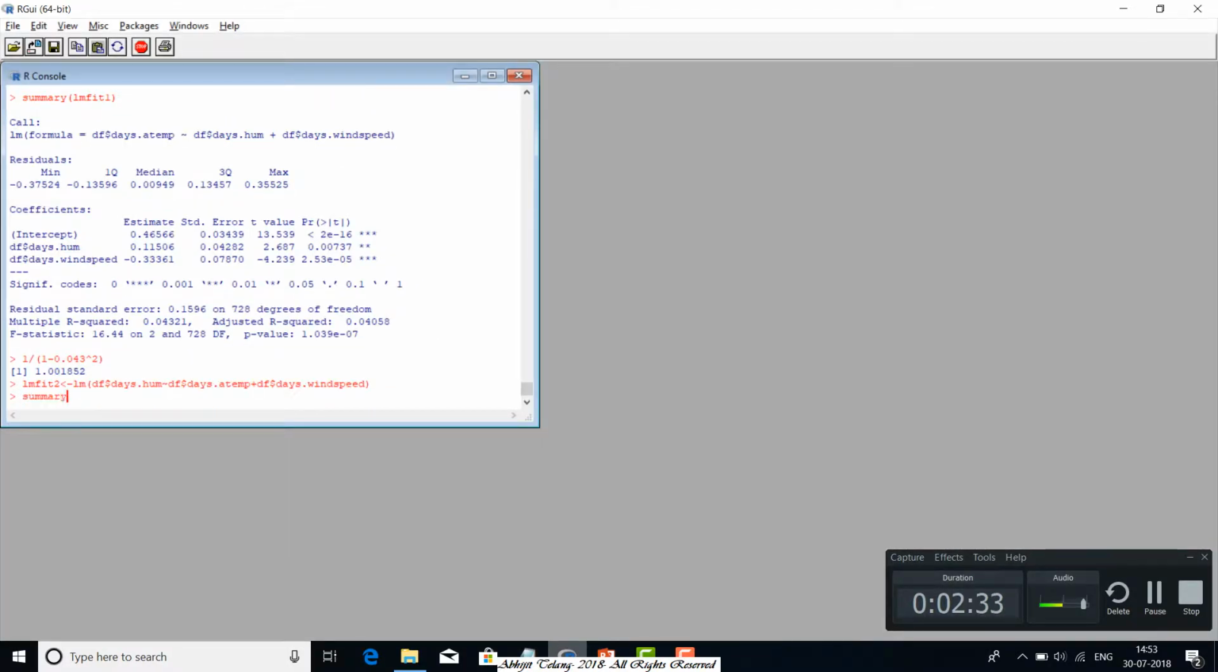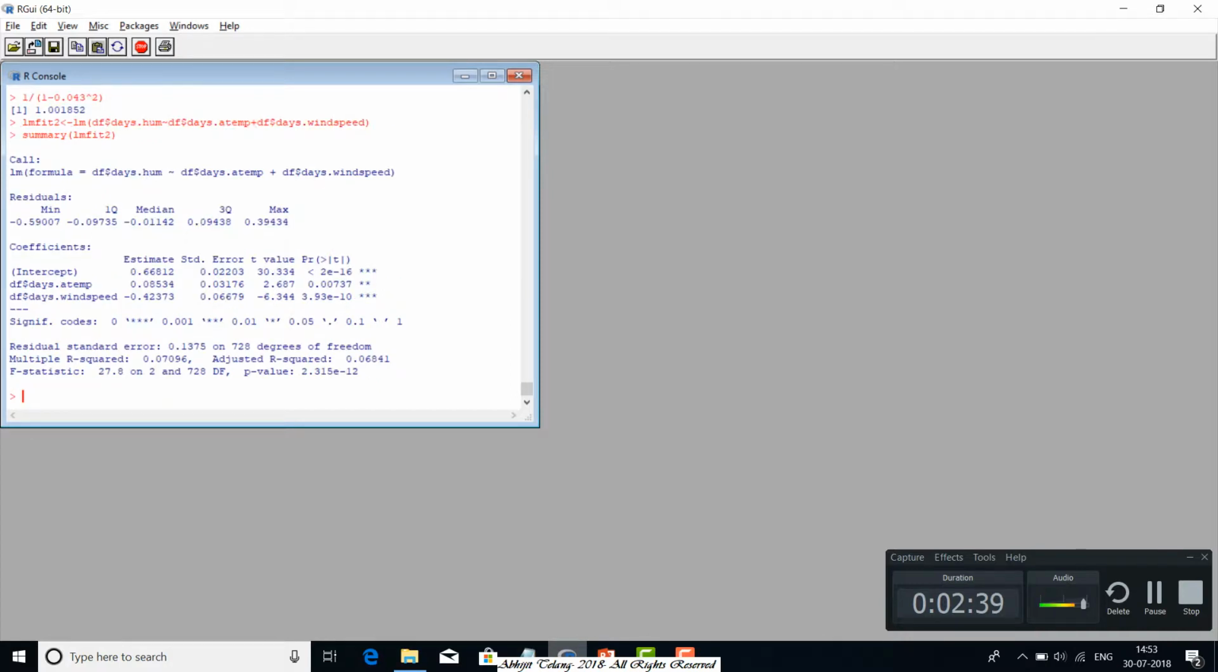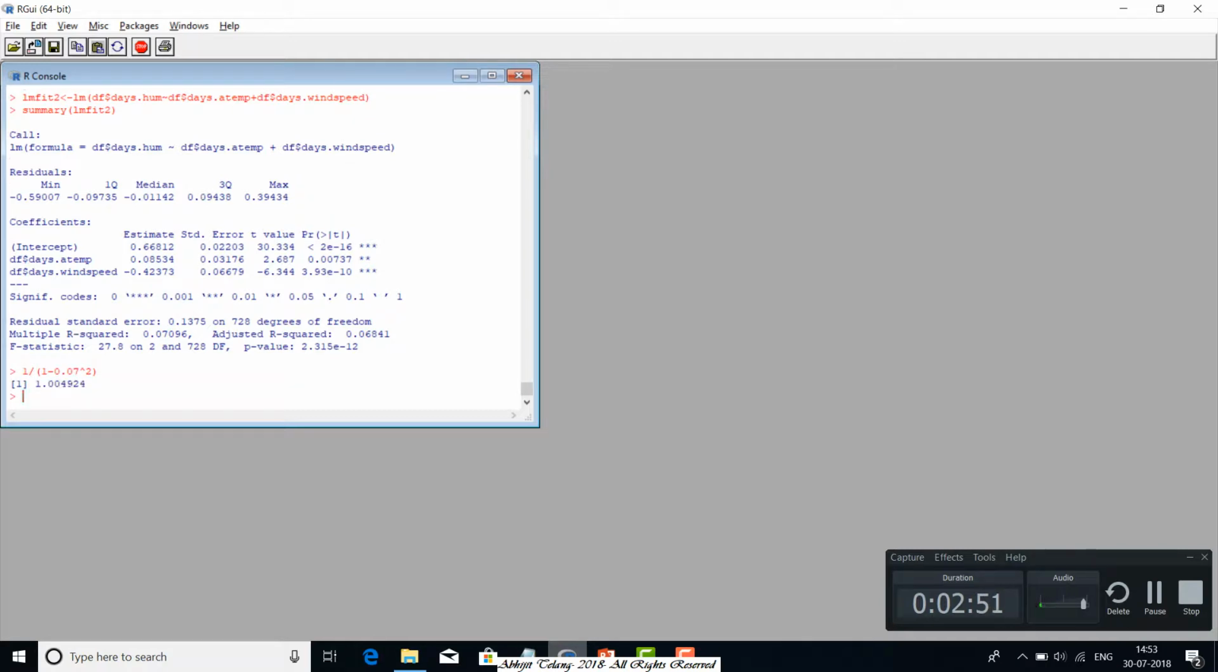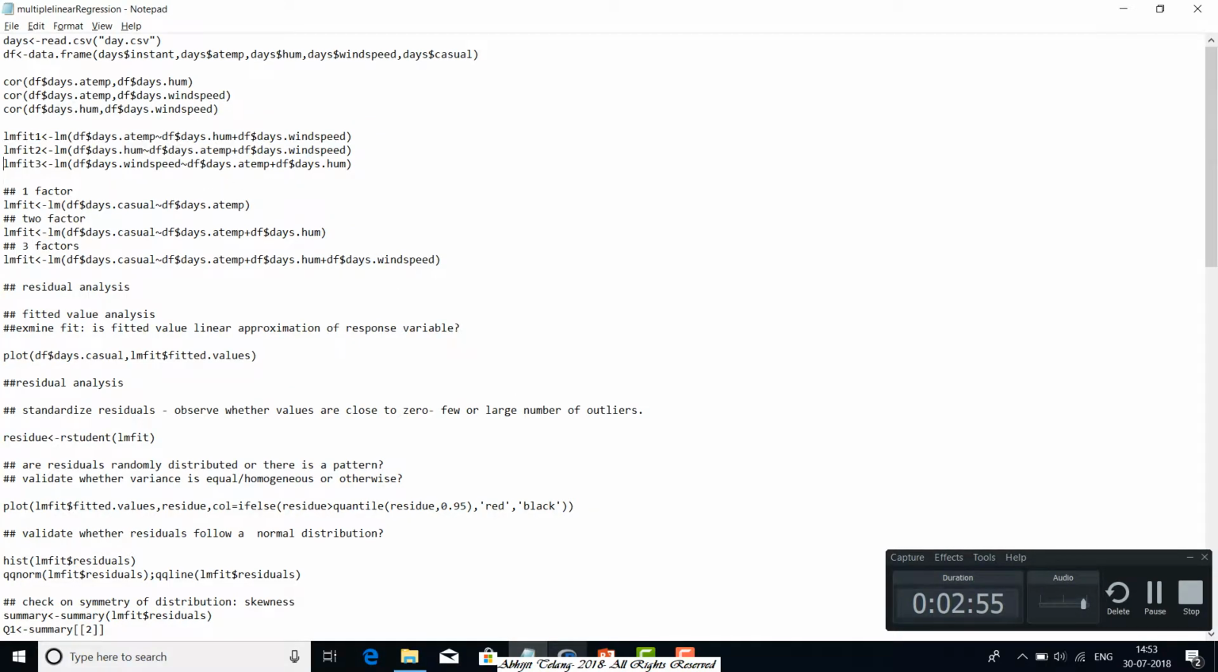So I'm making humidity a response variable. I'll quickly do a summary of this. We get the R statistic, and then I will quickly calculate the variance inflation for this, which is 0.07, and this comes out again close to 1. So again, not much of an inflation effect.